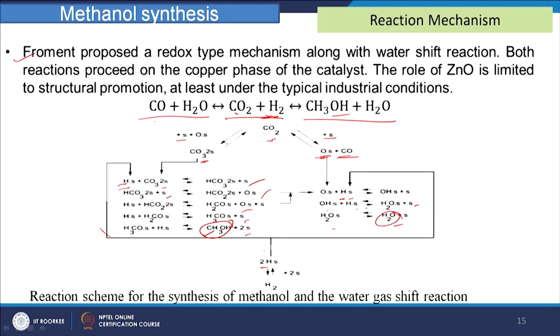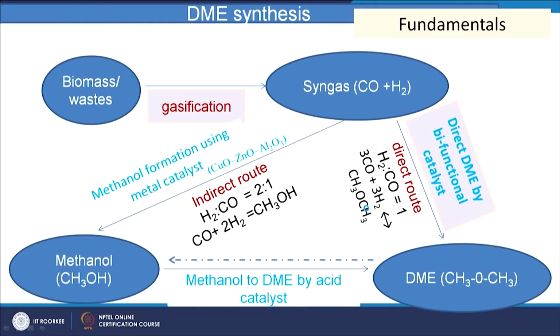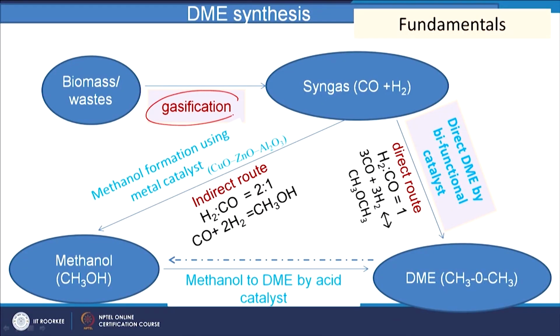This is proposed by Froment and they have modeled the reaction. Now, coming to DME synthesis. As we have seen, for methanol to DME just a dehydration reaction is required. So, we can get the methanol first from the syngas, then for dehydration we will be using some special catalyst, and after dehydration we will get the DME. Or direct conversion from syngas to DME is also possible using another type of catalyst, a bifunctional catalyst.